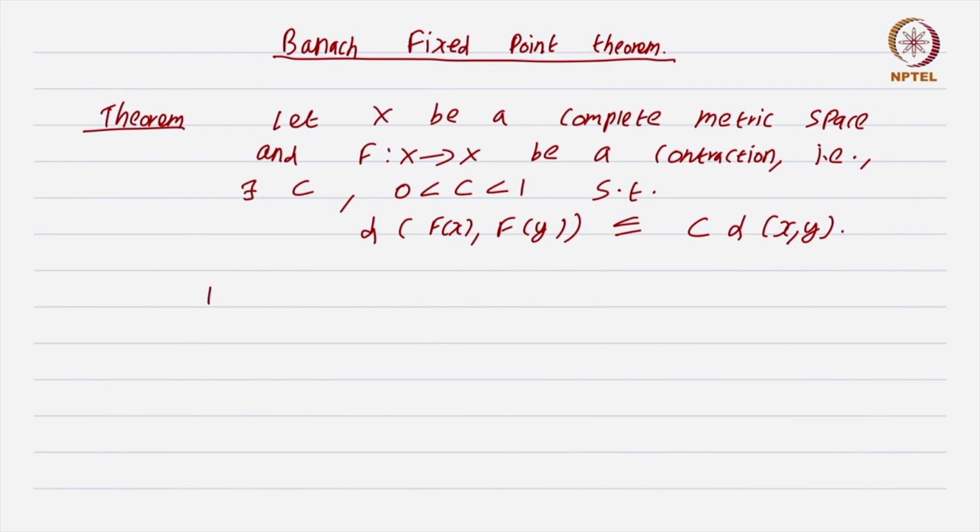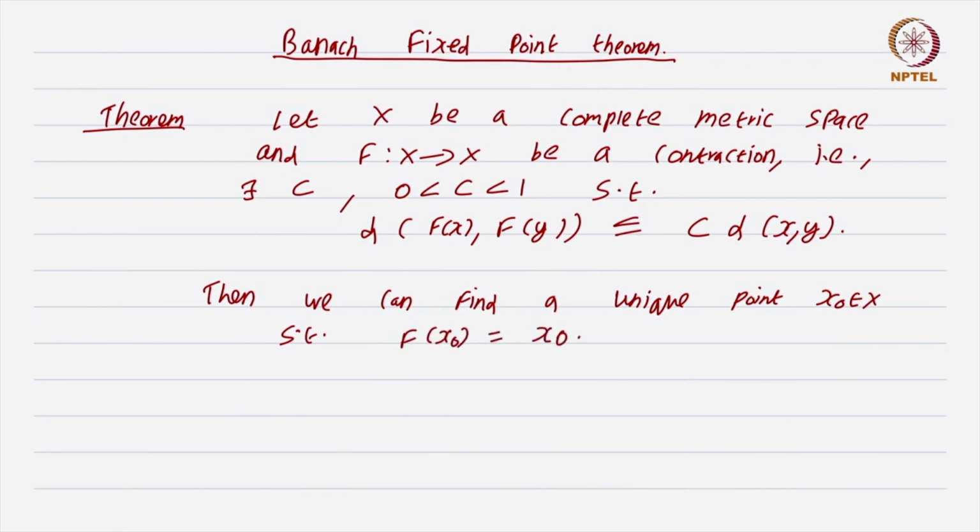The conclusion is then we can find a unique point x0 in X such that f of x0 is equal to x0. So there is a unique fixed point for the mapping f whenever the mapping f is a contraction. The completeness of the space is very crucial, which will become very clear in the methodology of the proof, why completeness is essential in this result. Let's prove this result. Proof.